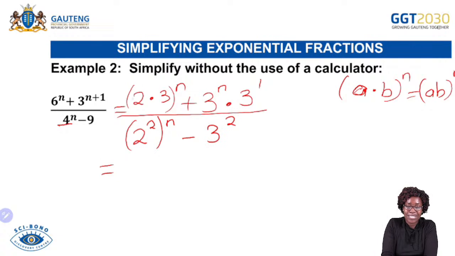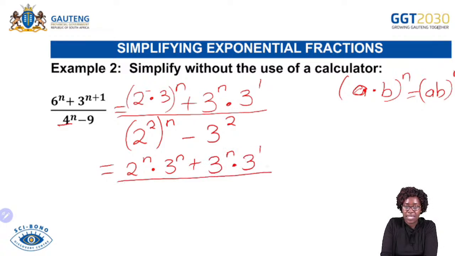And then we are going to use our law of exponents. If I've got 2 terms raised to a power, I can write this as 2 raised to the power of n multiplied by 3 raised to the power of n. Then I have my plus 3 raised to the power of n multiplied by 3 raised to the power of 1. And then this is divided by, our law of exponents says if I'm raising an exponent to an exponent, this becomes 2 raised to the power of 2n minus 3 raised to the power of 2.